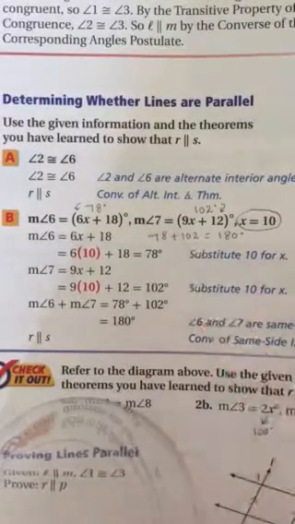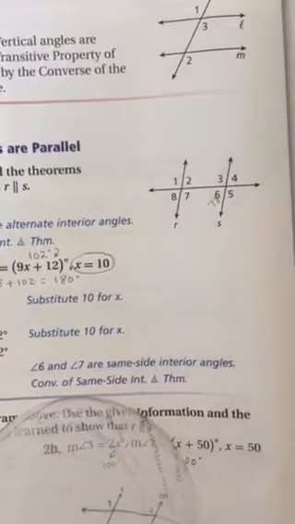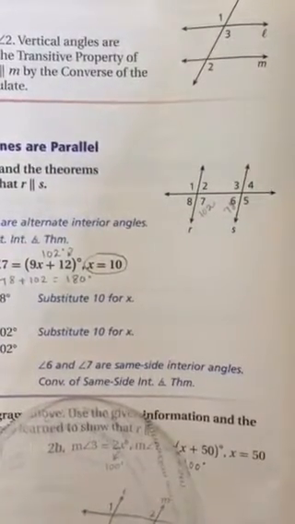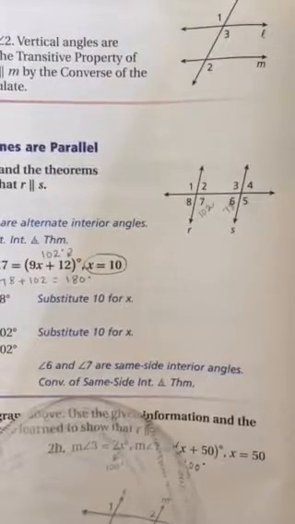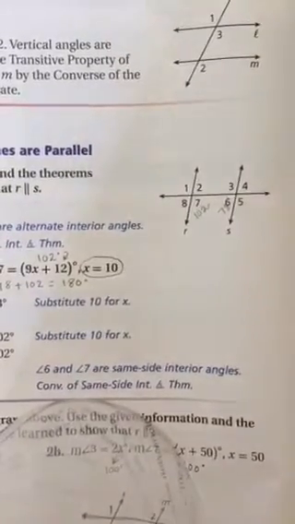The measure of angle 6 was 78 degrees. This may be very hard for y'all to see. That was 78 degrees. The measure of angle 7 was 102 degrees. 102 plus 78 is 180. These are same side interior angles. They do meet the criteria in that they are supplementary. So we have same side interior angles that are in fact supplementary, which does in fact prove that R and S are parallel lines.